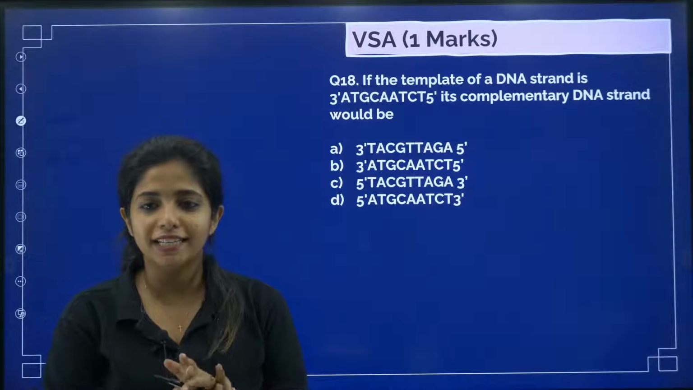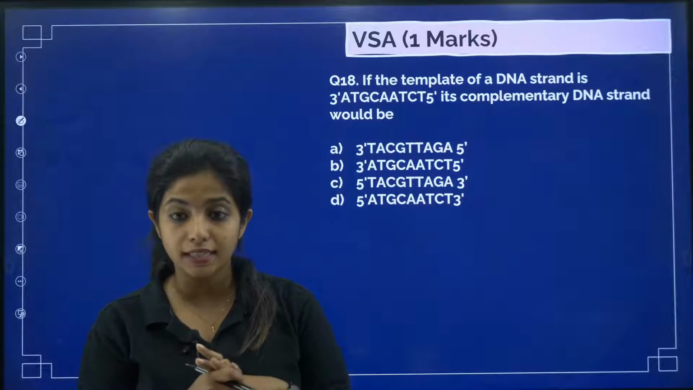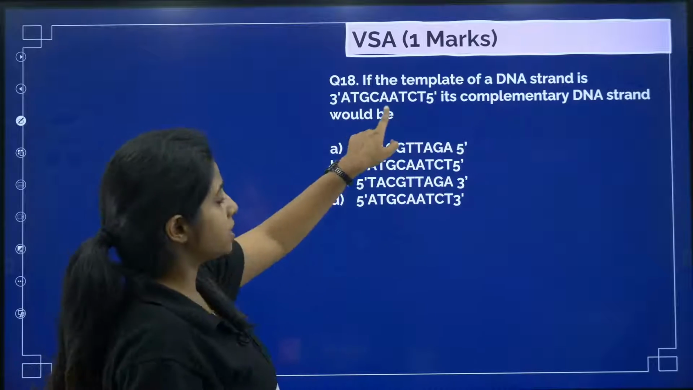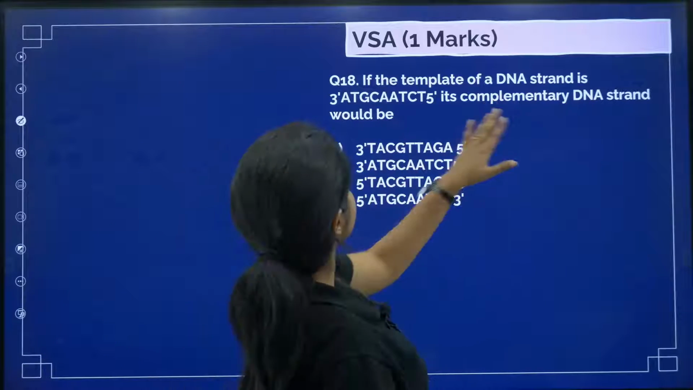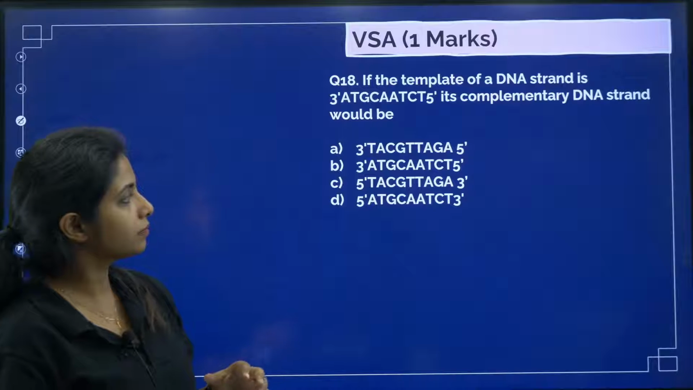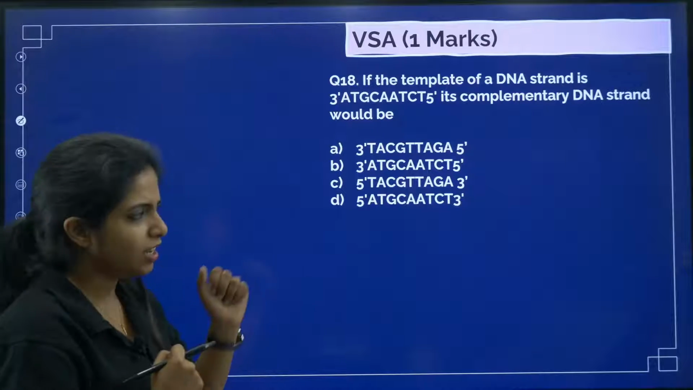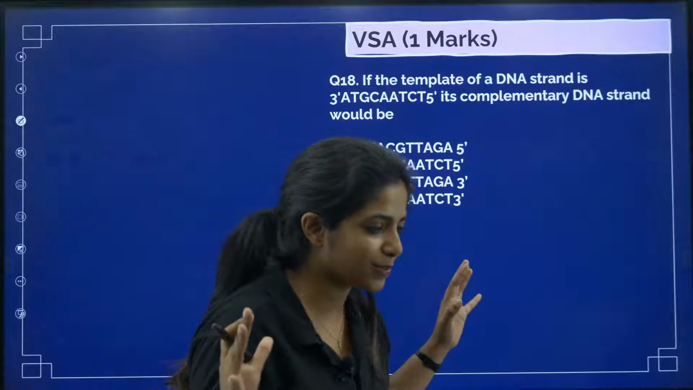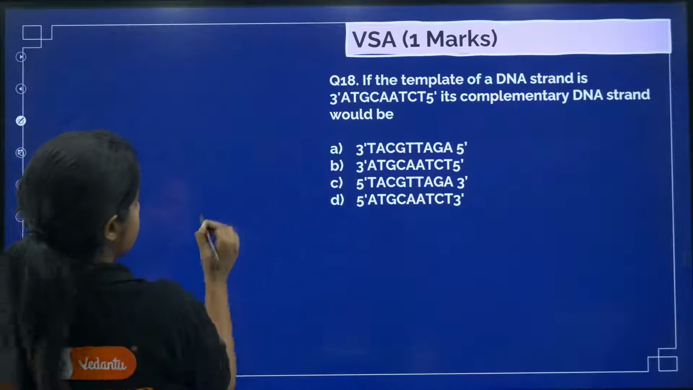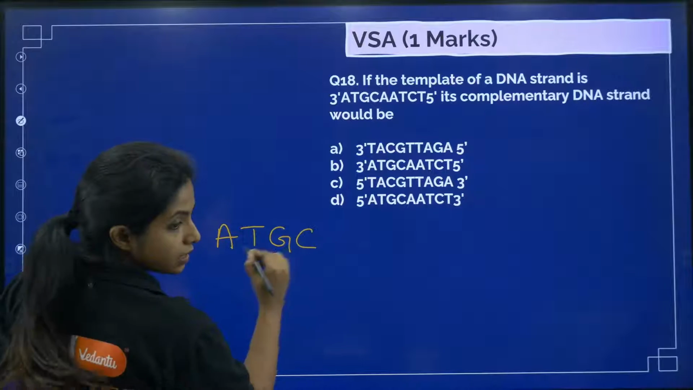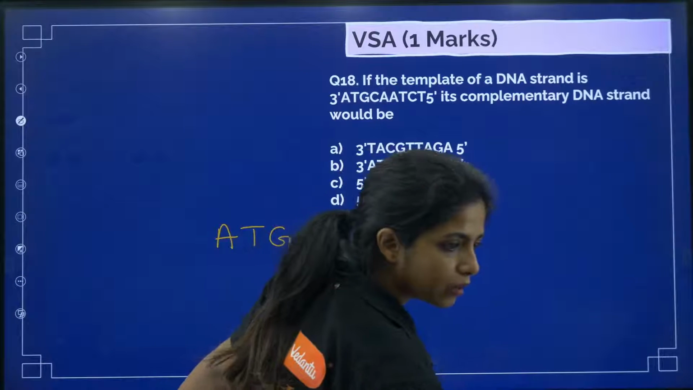Now question number 18. If the template DNA strand is 3' A, T, G, what would be its complementary DNA strand? It's a very easy question. Everyone can do this. I am writing it just like this, A, T, G. Is this visible? I hope it is.